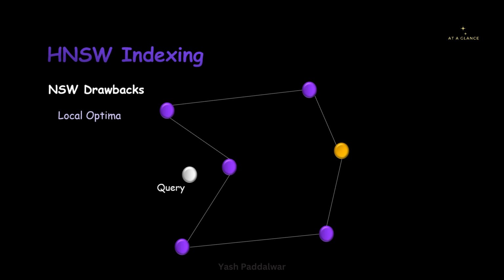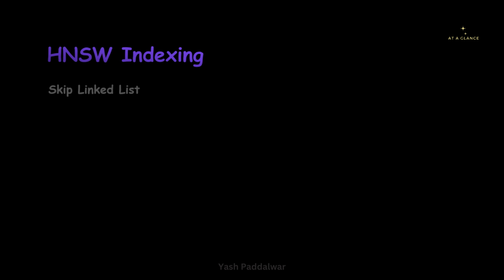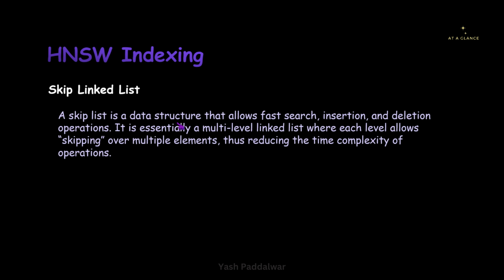Now that we have seen the NSW algorithm, let's jump into the second concept that supports the HNSW algorithm, and that is nothing but the skip linked list. So let's first have a look at the definition of skip linked list. A skip list is a data structure that allows fast search, insertion and deletion operations. It is essentially a multi-level linked list where each level allows skipping over multiple elements, thus reducing the time complexity of operations. Yes, this skip linked list is used for faster search by introducing the concept of skipping.